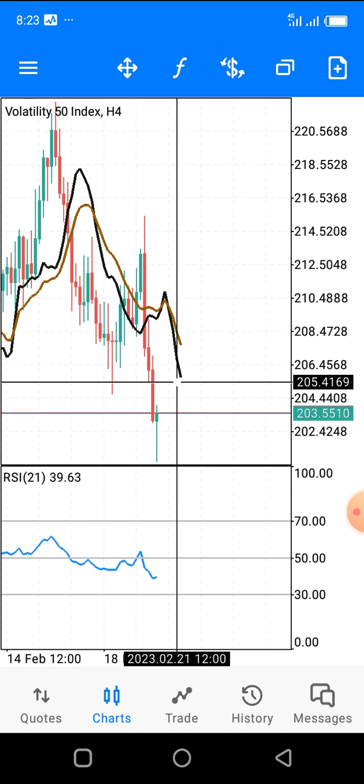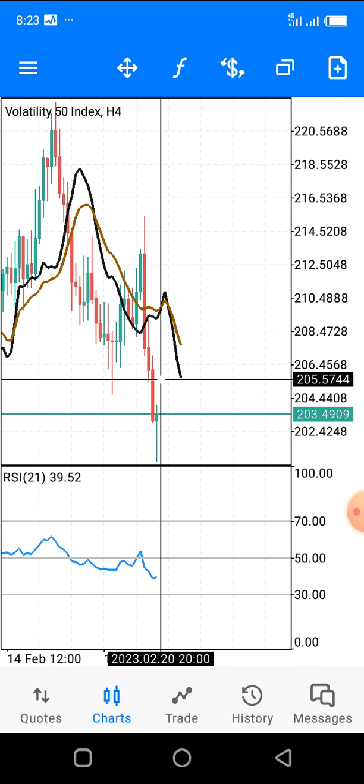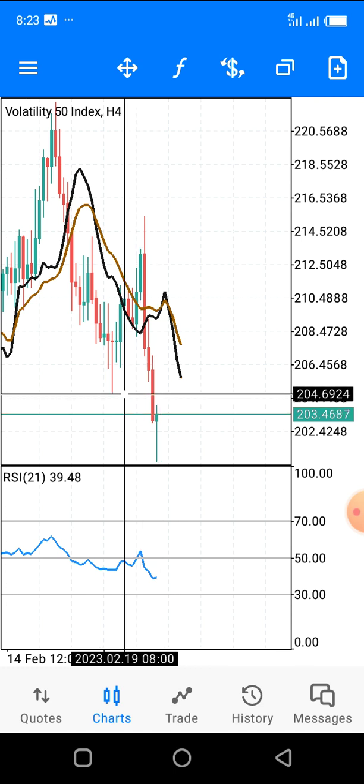Remember, this is 4-hour time frame, so the candle forms every 4 hours. So you can't compare it to a 15 and 30 minutes time frame. So I have to be patient. I'm going to enter this market tomorrow at the right time when I should enter.